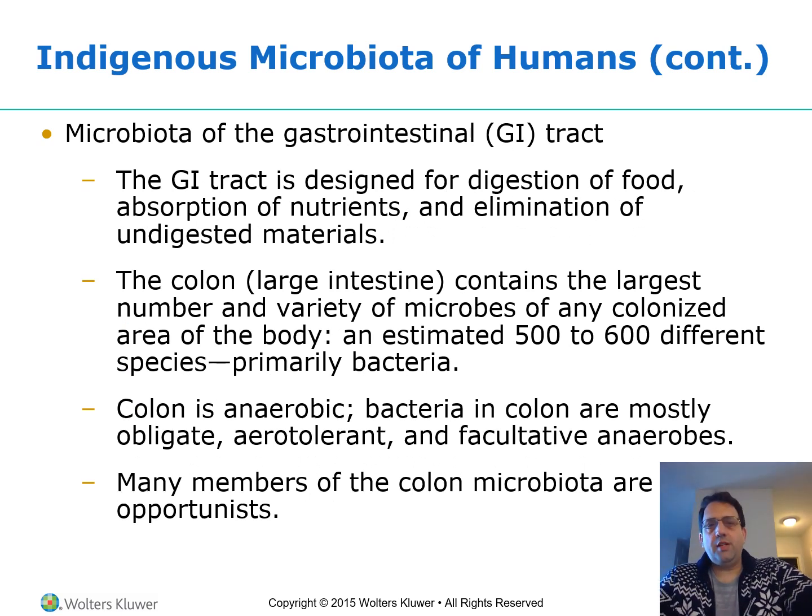The microbes of the gut, the GI tract, vary quite a bit, and there's a whole bunch of different species. The GI tract is where we digest our food, absorb the nutrients, and get rid of the stuff we don't need. And in the colon, you're going to see colonies, many colonies, hundreds of them, of bacteria that are actually breaking down the food into many smaller pieces. The colon is anaerobic, so bacteria in the colon are mostly obligate anaerobes, or they're facultative anaerobes. A handful of them are aerotolerant, which means they don't use the oxygen, but it doesn't kill them.